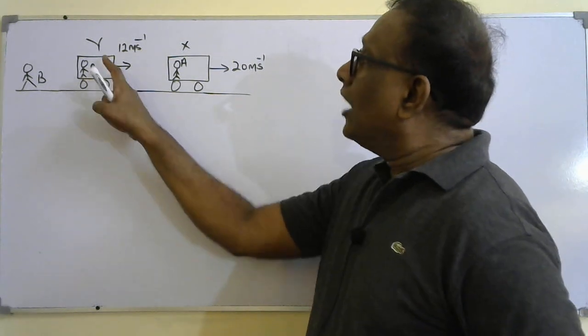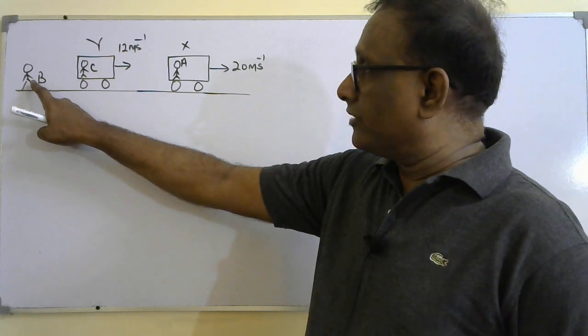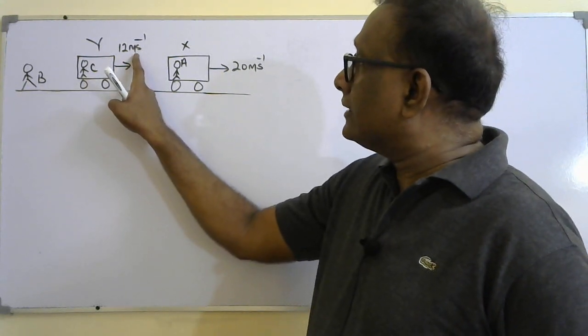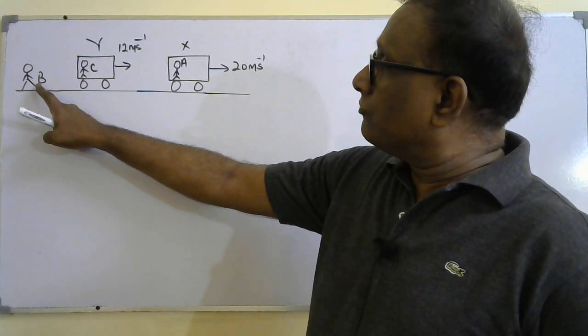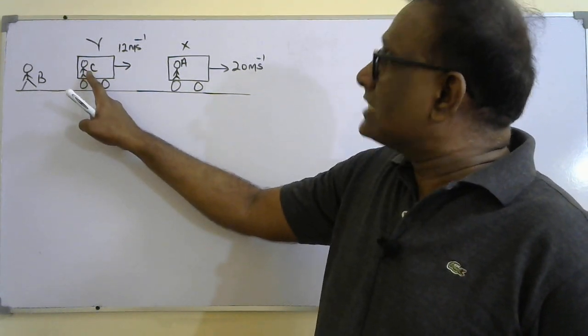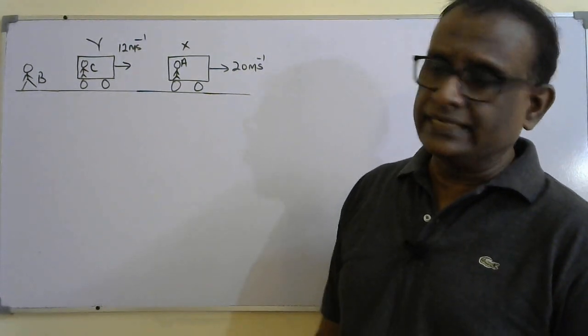Same way, the car Y is moving towards right relative to B, or on the frame of reference of B, at 12 meter per second. At the same time, the observer on the frame of reference of B, the person C, is also moving towards right at 12 meter per second. I think you have this idea, simple.